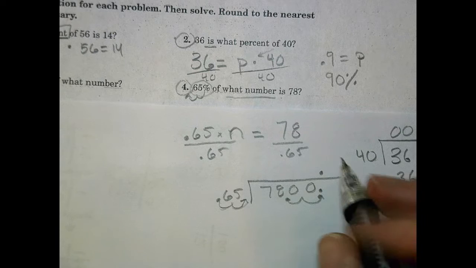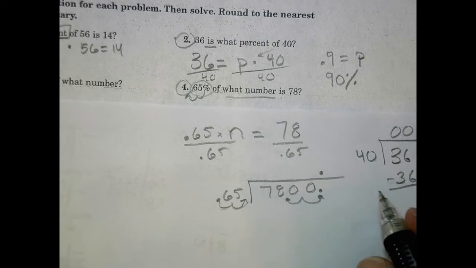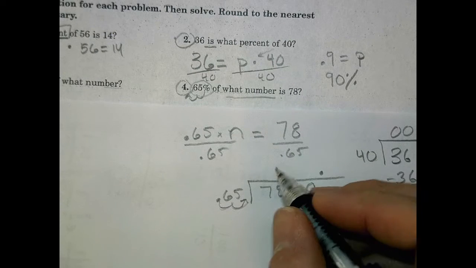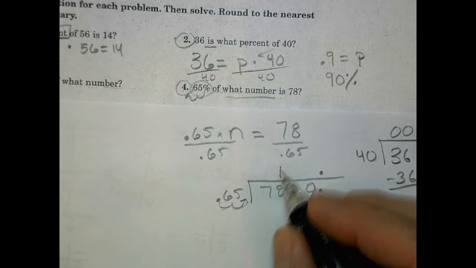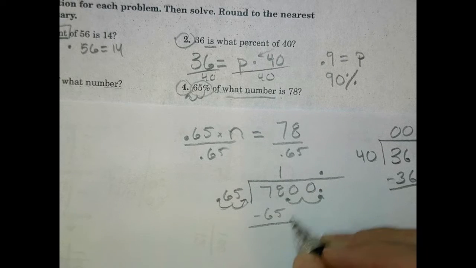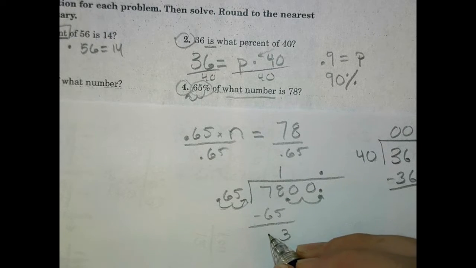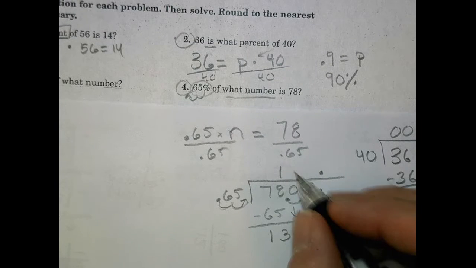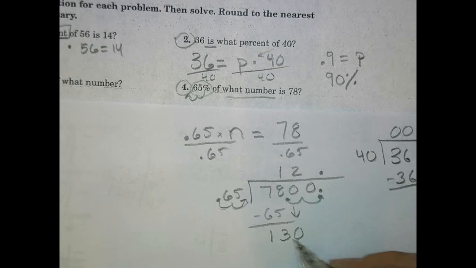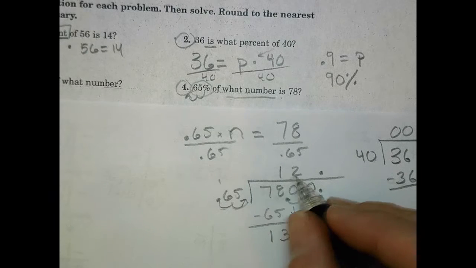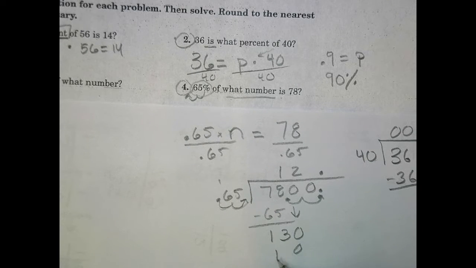65 is going to go into 78 one time. So 65 there. 8 minus 5 is 3, and we have a 1. Bring down the 0. And 65, I'm going to go with 2. 5 times 2 is 10. 2 times 6 is 12, plus 1 is 13.